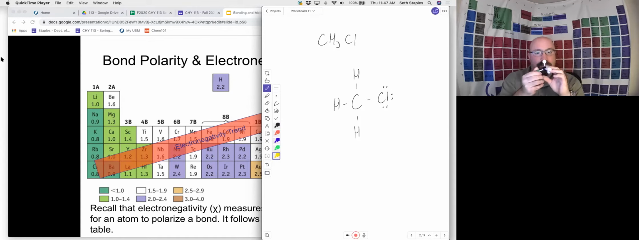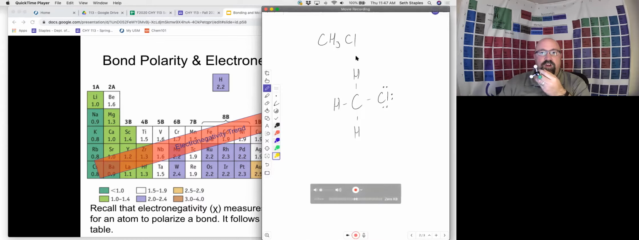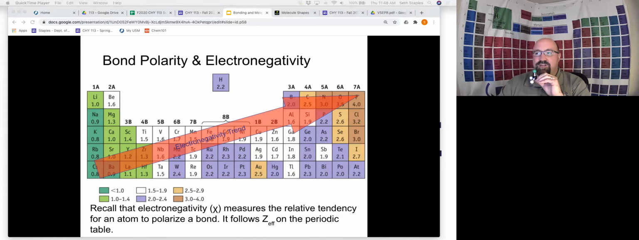Looking at the VSEPR model or models like this, now we start to see the shape. The Lewis structures simply show us how the atoms are connected. But let's think about this a little bit. So here we have CH3Cl. Our electronegativity difference between carbon and hydrogen is not enough that we're going to worry about. Basically the carbon and hydrogen share the two electrons that make up the bond equally.